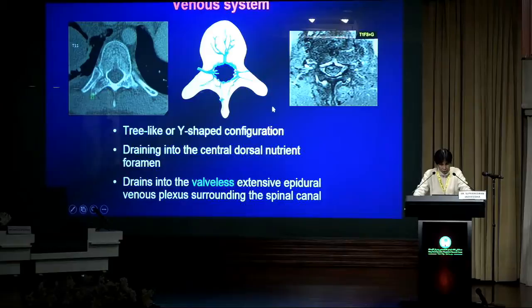The venous system of the spine is tree-like or Y-shaped in configuration, draining into the central dorsal nutrient foramen, which is here in the diagram and here in the CT scan, and then draining into the valveless, extensive epidural venous plexus, which is here surrounding the spinal canal. This is in the diagram and this is in the MR imaging.